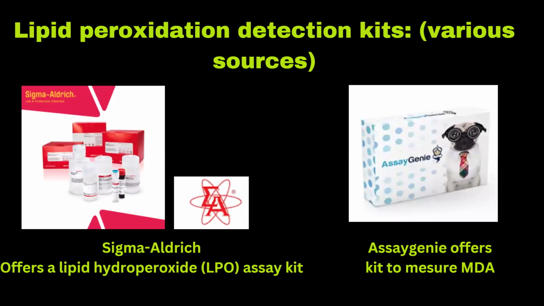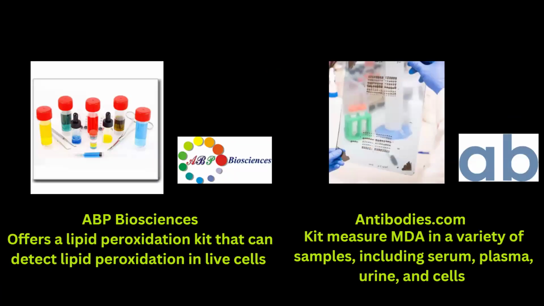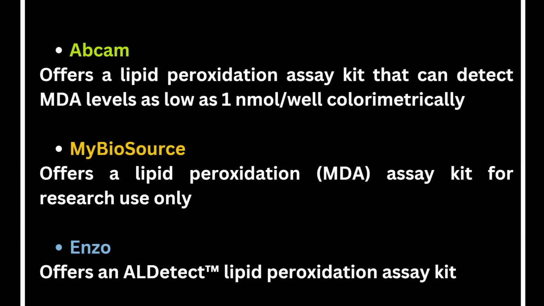Lipid peroxidation detection kits are available from various sources. Sigma-Aldrich offers an LPO assay kit. Then Abcam offers a kit. Then ABP Biosciences offers an LPO kit that can detect LPO in live cells. Then the antibodies.com kit measures MDA in a variety of samples including serum, plasma, urine, and cells. Then AppChem offers a lipid peroxidation assay kit that can detect MDA levels as low as 1 nanomole per well colorimetrically. Then MyBioSource offers an LPO assay kit for research use only, and Enzo offers a detection kit.